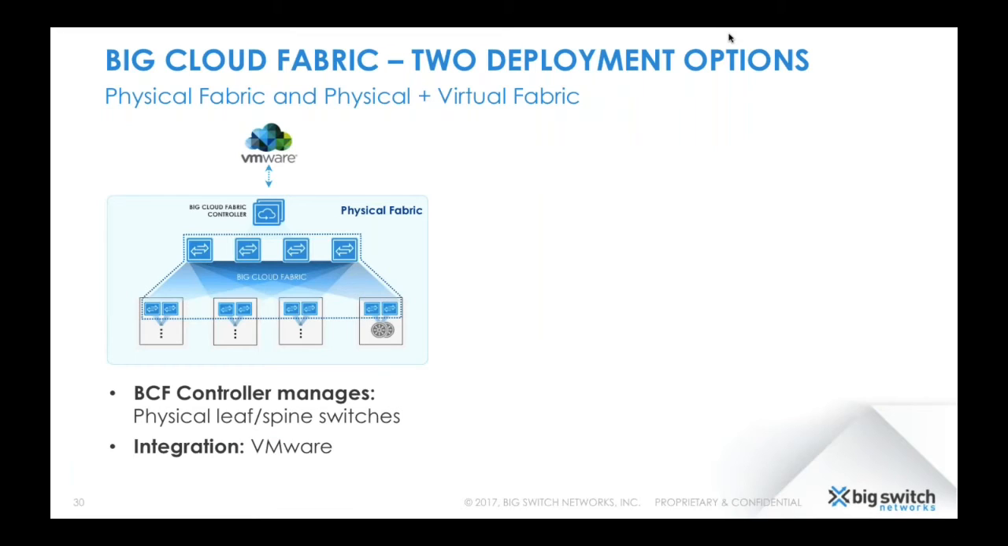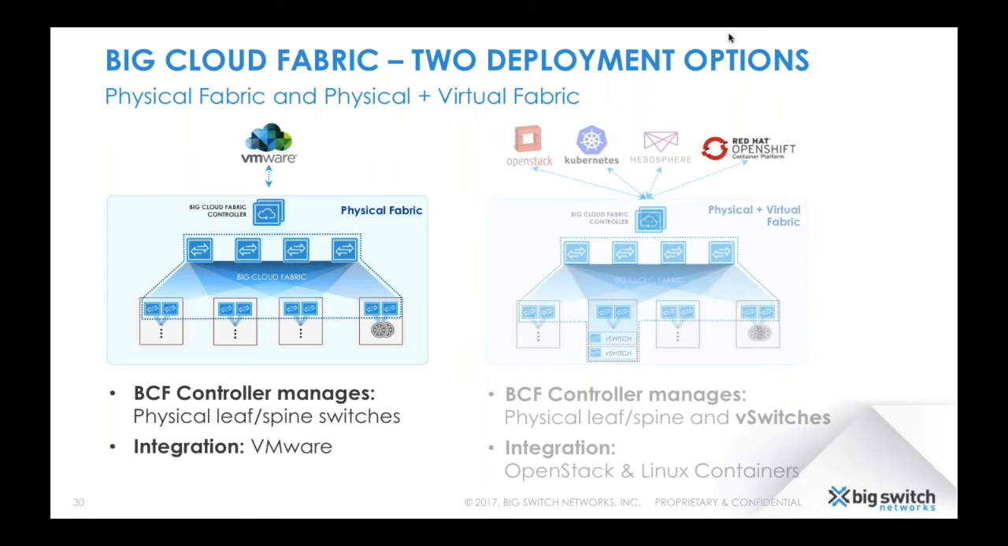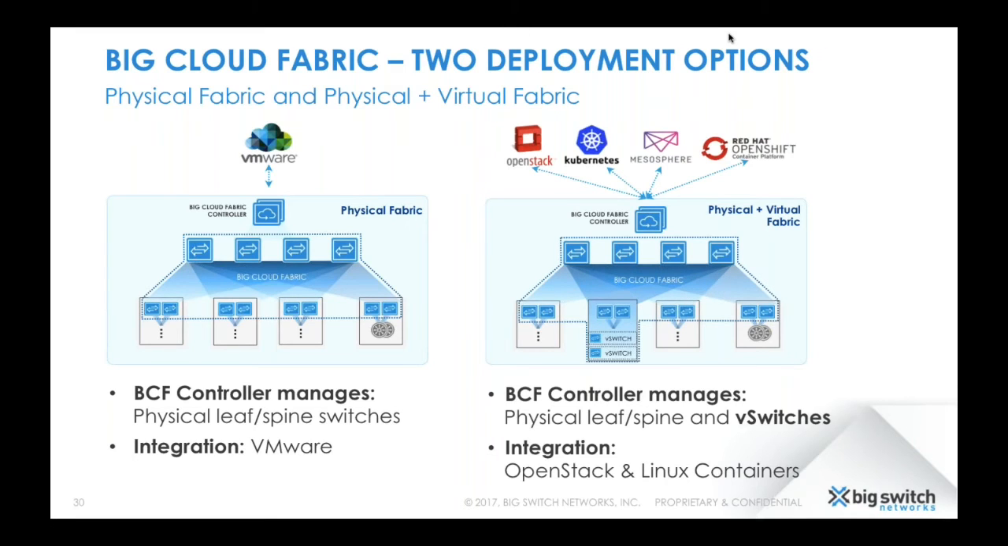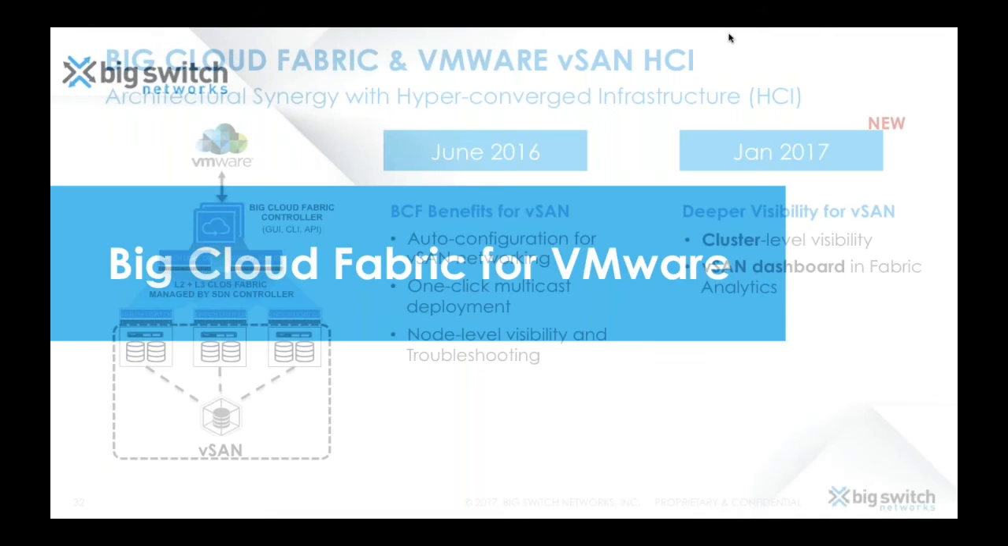Just in terms of looking at the two flavors of Big Cloud Fabric, it is supported for VMware as a physical leaf-spine fabric. And for Linux environments, whether it's OpenStack or containers, we support both physical and virtual environments managed by the same controller. And this allows a very deep ability to provide visibility as well as troubleshooting when the network is managed through the controller for both the physical leaf-spine as well as the OVS-based virtual switches. So let's jump into the specific innovations.